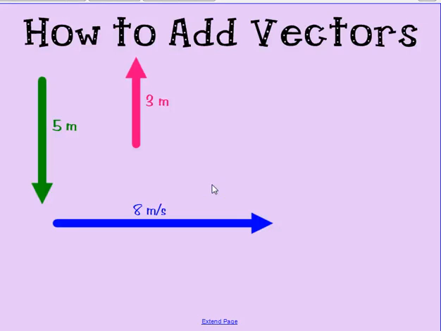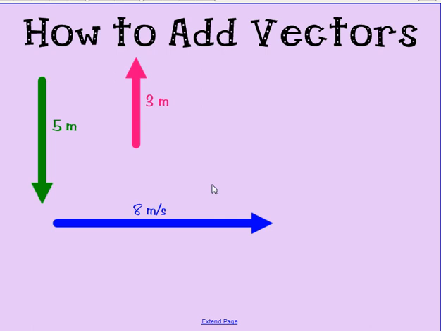In this video, we're going to learn about how to add vectors. We'll start with some basics about adding vectors, then we'll move into adding parallel and perpendicular vectors, which are the easiest ones to add, and then we'll talk about in general how to add any two vectors.